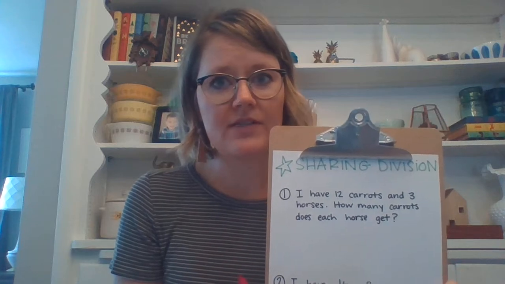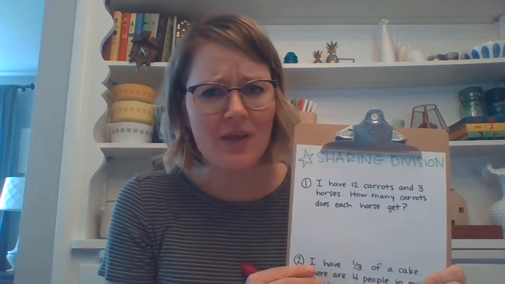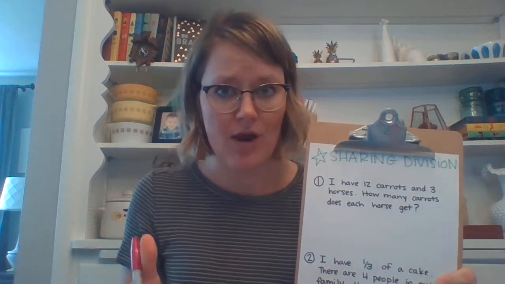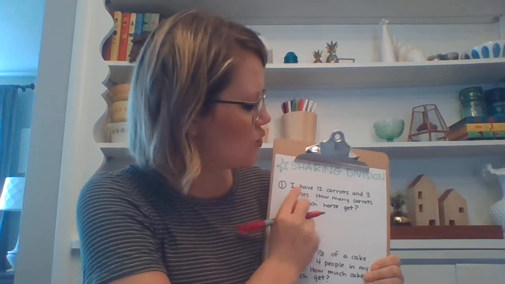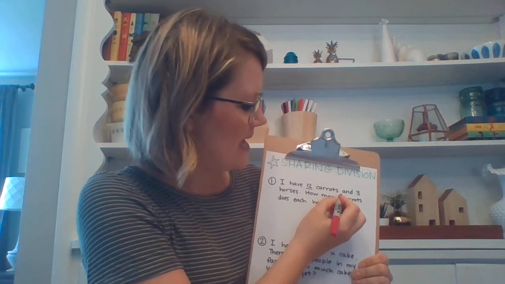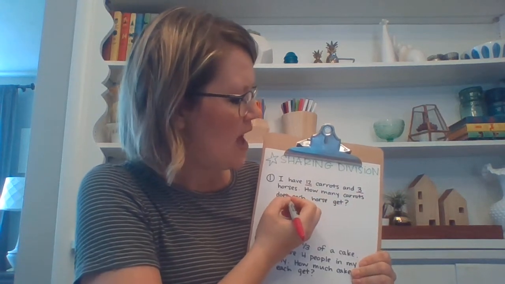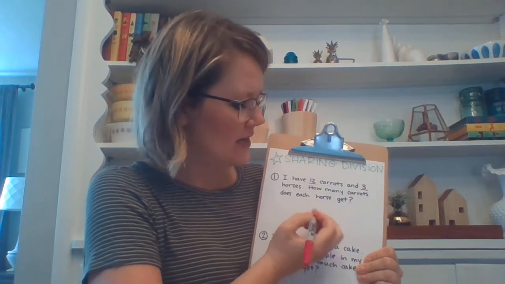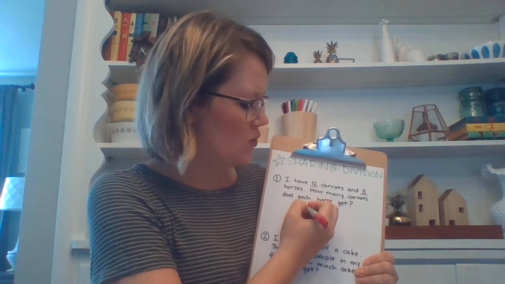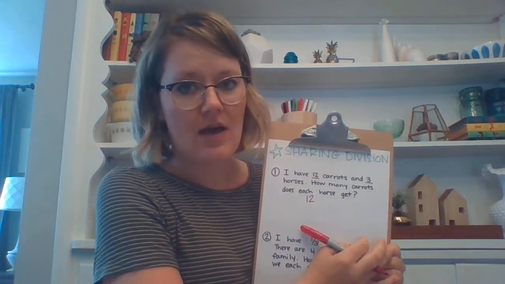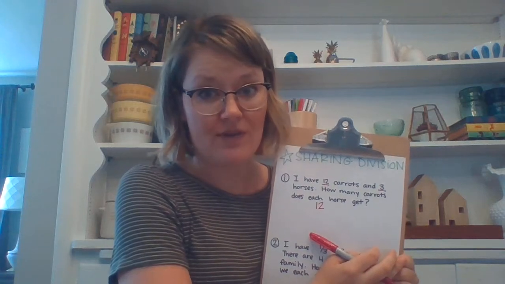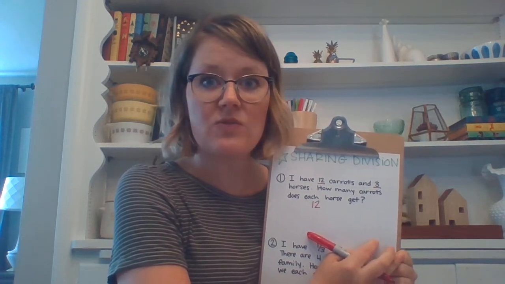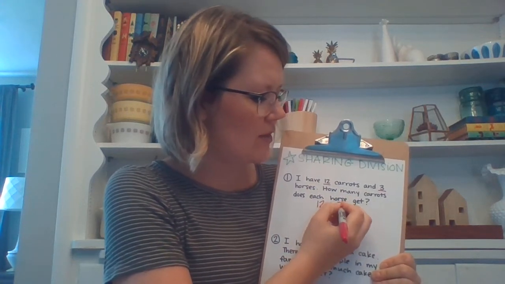Okay, so the first context I have is a sharing problem, and I want you to really pay attention to what makes this a sharing problem. So I have 12 carrots, and I have 3 horses. How many carrots does each horse get? Okay, so an expression to represent this problem would be 12, because I'm starting with a total of 12, and so that's our dividend. The first number in the problem is what we're dividing up. Okay, so 12, and we're going to share it among 3 horses, and then we're going to get an answer.